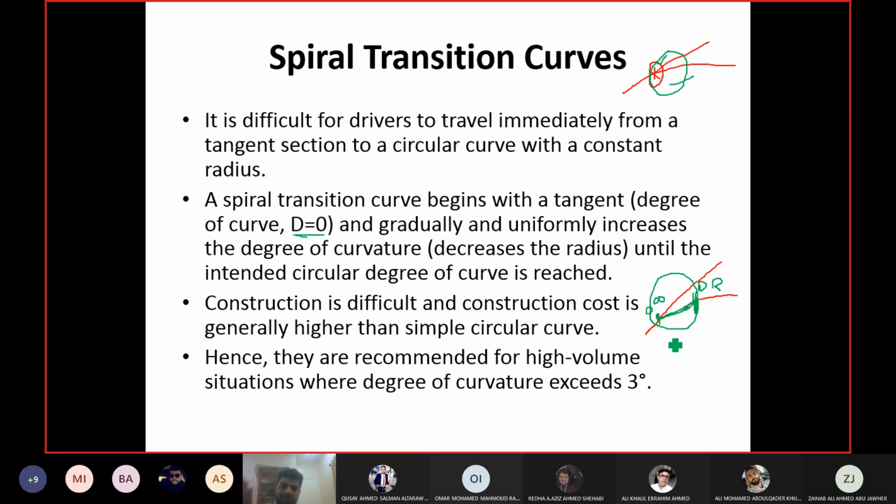In which conditions is a spiral curve considered more critical or more important? Where you have high volume or where you have sharp curves. High volume is something relative, but sharp curves are mainly the curves which are more than 3 degrees. So if you want to build a curve sharper than 3 degrees, then it is recommended that you provide a spiral curve with it, especially if it is on a high volume road. So for a high volume road with curves of more than 3 degrees, you should provide a spiral transition curve.